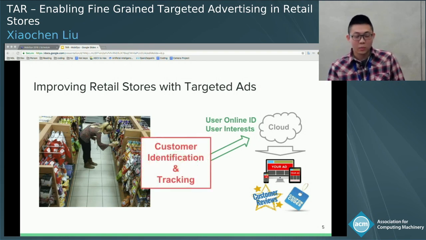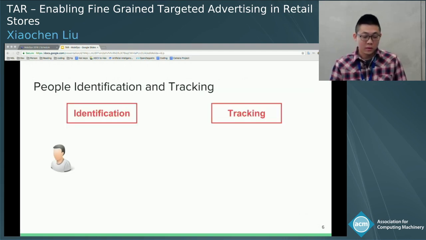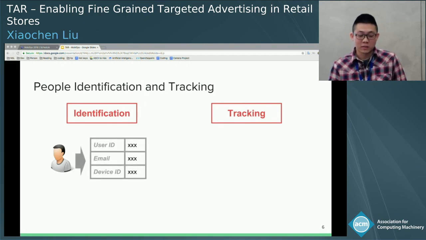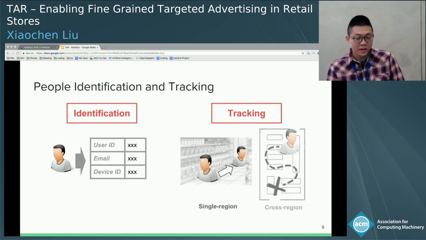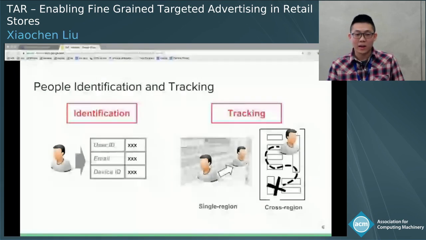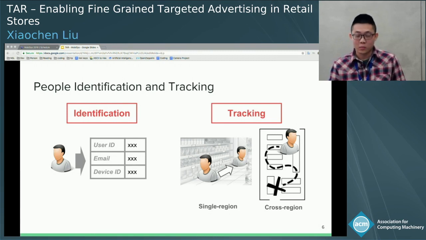The answer is we need a system that identifies the user and tracks her movement in the store. For the identification part, the system should recognize each customer in the store. The customer ID can either be the person's real ID or the device ID. For tracking, the system should track each customer accurately, both in one region and across a store. When we get the customer's trajectory, we can understand which racks or products he is interested in.